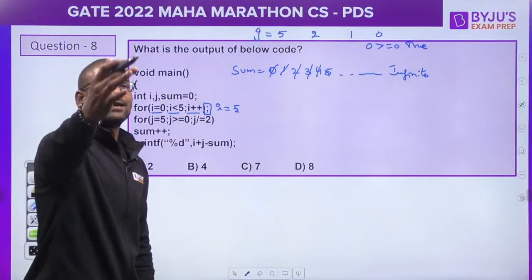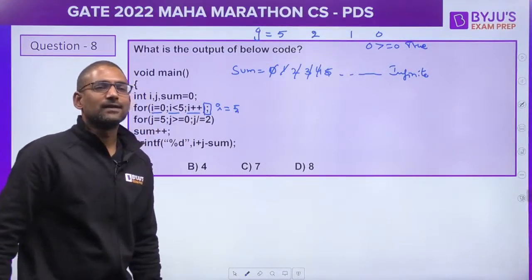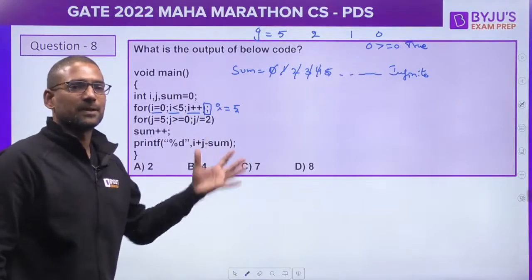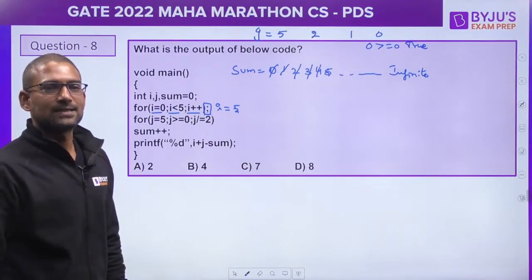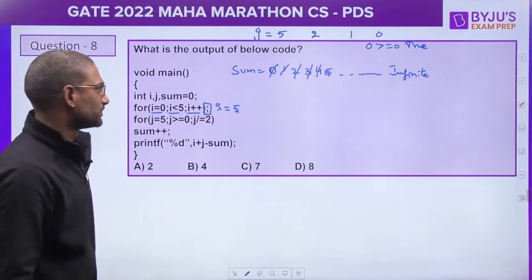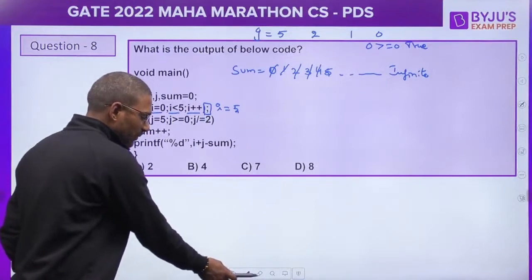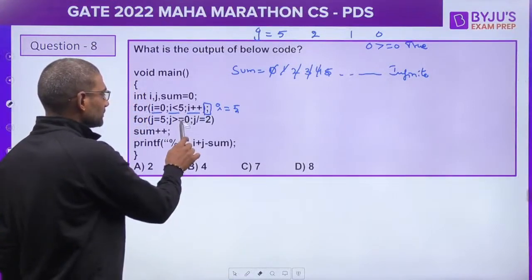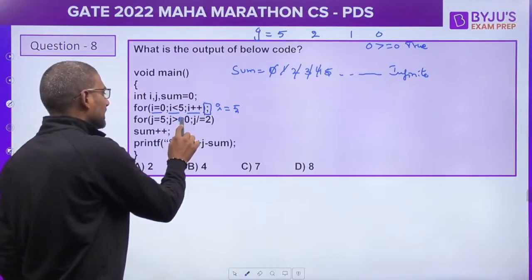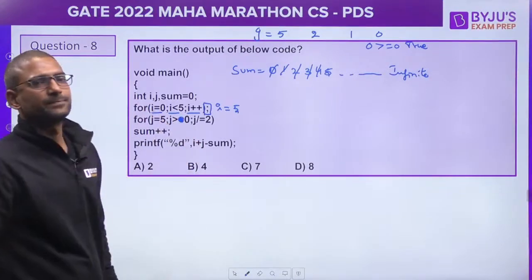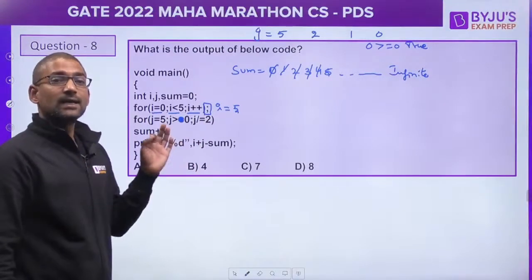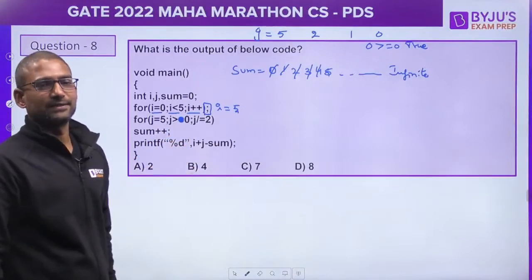But I don't see anybody giving infinity. Everybody was choosing option A, option B. Yes, Shreya, the second for loop will not terminate. So what should be the modification? It should be j greater than 0 only.